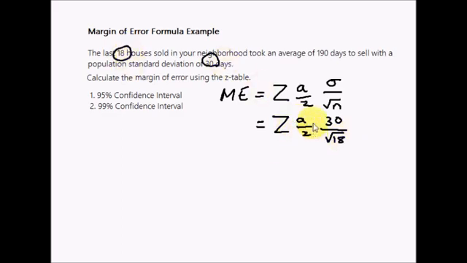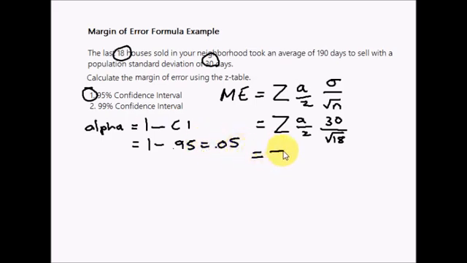Next, I want to figure out what this z of alpha divided by 2 is. Alpha is just 1 minus the confidence interval. So I'm going to work question 1 first with a 95% confidence interval. 1 minus 0.95 is 0.05. So I can plug that in for alpha, 0.05 divided by 2. And 0.05 divided by 2 is just 0.025. So now I've got z at 0.025.